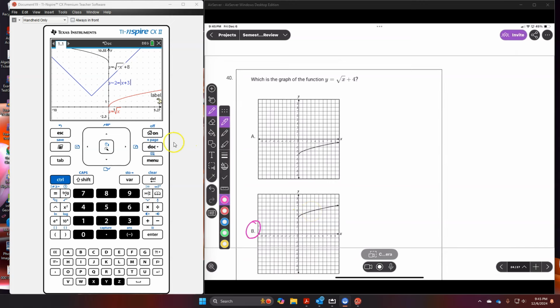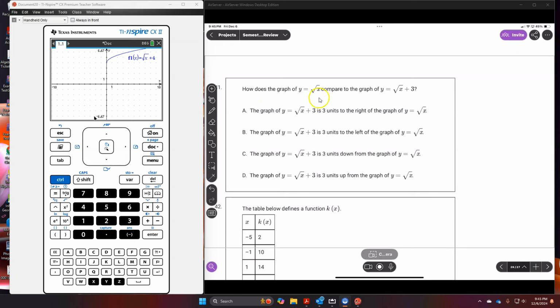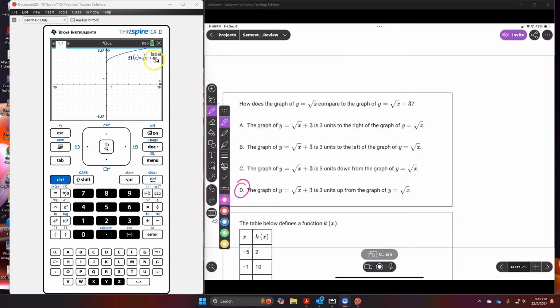And like I said before, you can just graph it. So the square root, and then you have outside the radical plus 4. How does a graph compare? Well, you see that plus 3? It's going to move it up. Anything outside is going to move it up. So is it 3 units to the right? No. 3 units to the left? No. 3 units up. So your answer is D. And you can check by graphing. So just put a 3 here, and it just goes up.